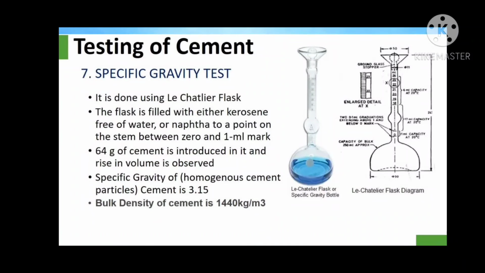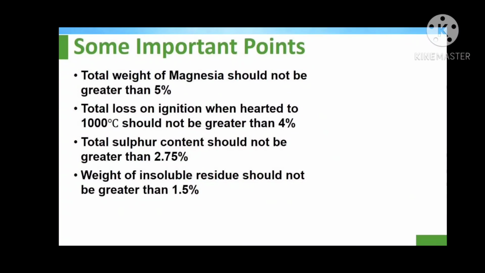7th, specific gravity test. It is done using a Le Chatelier flask. The flask is filled with either kerosene free of water or naphtha to a point on the stem between 0 and 1 milliliter mark. 64 gram of cement is introduced in it and the rise in volume is observed. The specific gravity of cement is 3.15. Bulk density of cement is 1440 kg per meter cube.